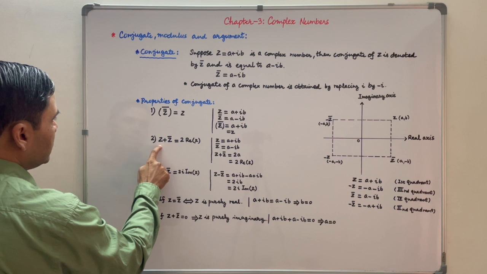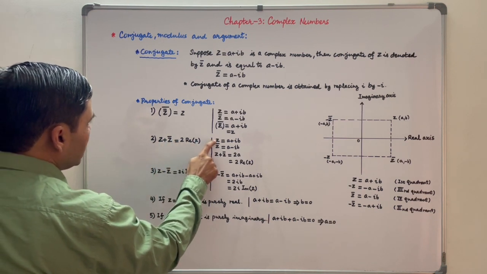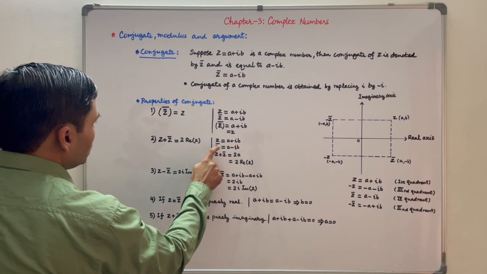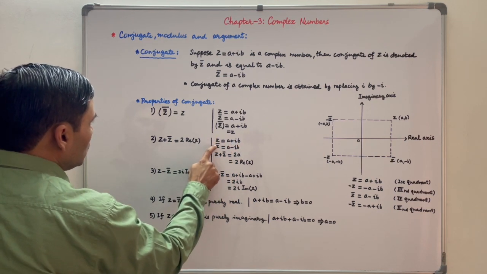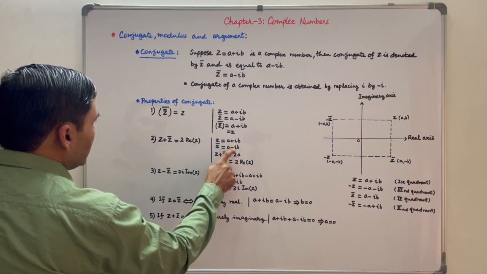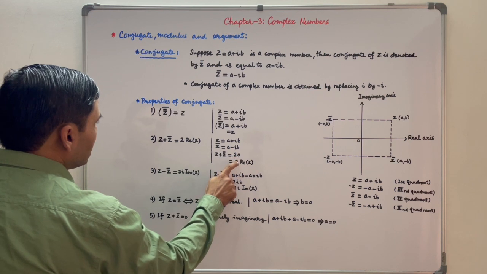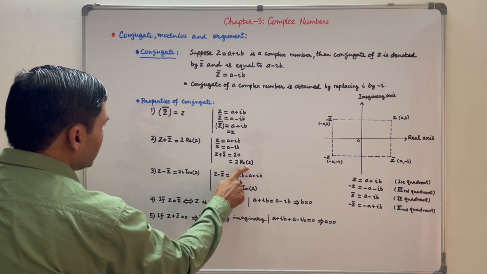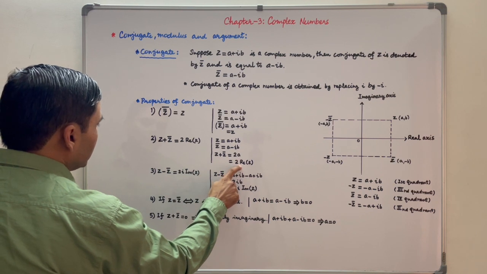Second property, z plus z bar is equal to 2 times real z. Suppose z is equal to a plus ib, so z bar is equal to a minus ib. When we add these two, plus ib and minus ib get cancelled. A plus a is equal to 2a, and that is equal to 2 times of real z. So z plus z bar is equal to 2 times of real z.